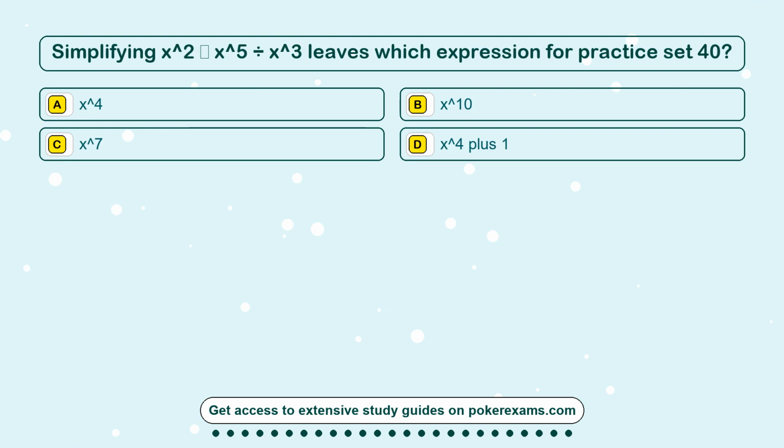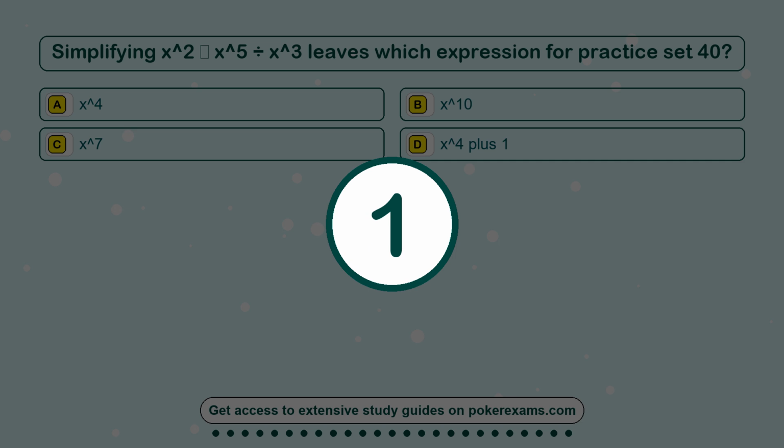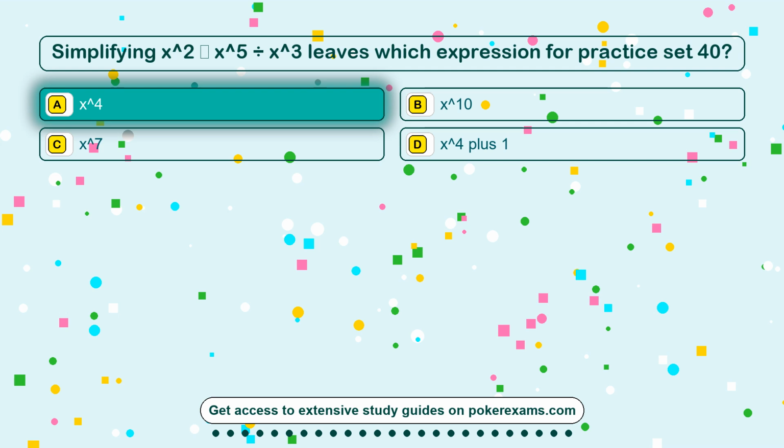Question 6. Simplifying x^2 · x^5 divided by x^3 leaves which expression for practice set 40? Option A x^4. Option B x^10. Option C x^7. Option D x^4 plus 1. The correct answer is option A, x^4.